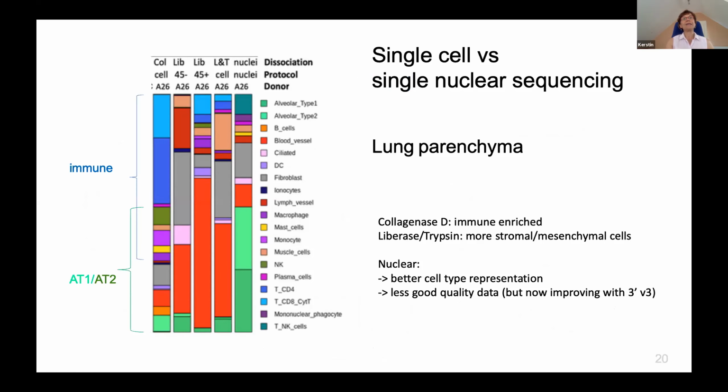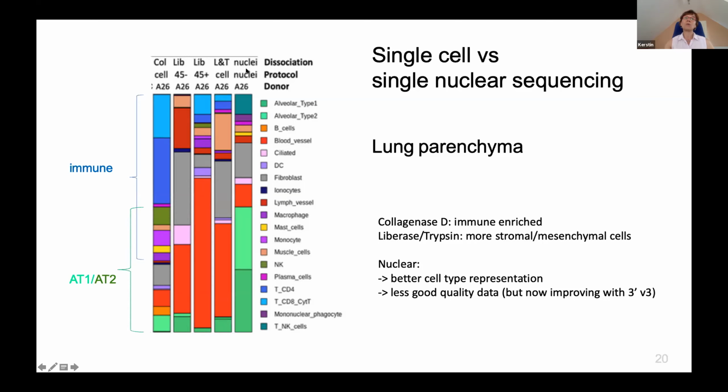This is another view at a subset of this data, where I just wanted to highlight again how much, whilst the actual cell type transcriptome doesn't change, the proportion of cells released by different protocols varies enormously. So this was all from the same donor, A26, but the first protocol uses collagenase, which releases preferentially immune cells, as you can see by all these different colors here. These were a mixture, these were liberase and then liberase and trypsin, where you can see that there's an increase in stromal and mesenchymal cells that are being released.